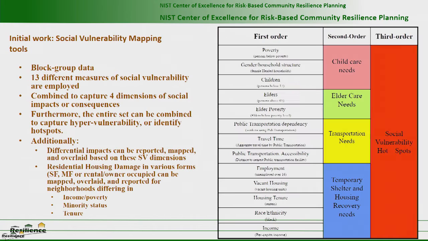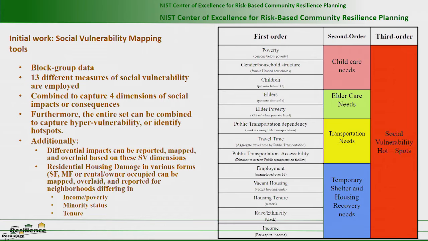Based on that, in our initial work, we simply develop social vulnerability maps, utilizing different kinds of census data to map out the community in terms of poverty, gender and household structure, where concentrations of younger children are, elders in poverty, access to transportation, tenure, et cetera. Those, in turn, can be collapsed together to capture what we call second-order social vulnerabilities, and then ultimately third-order as well.